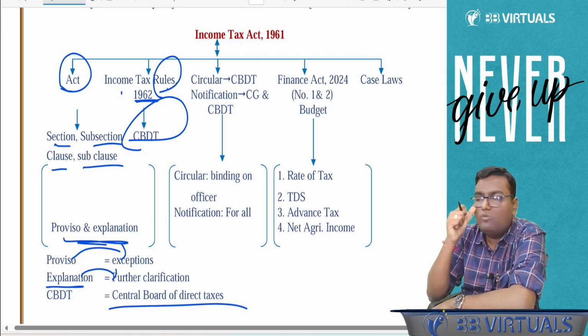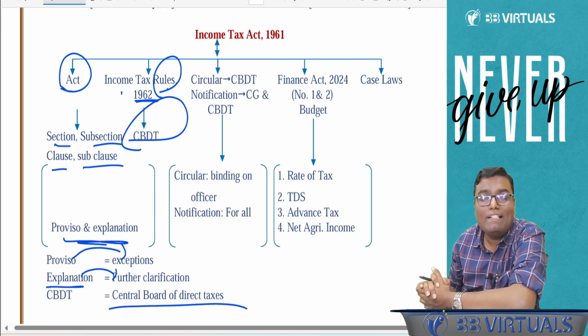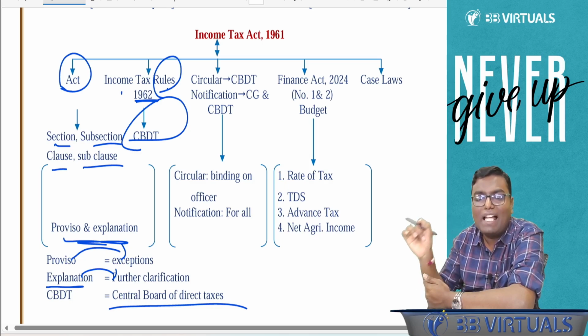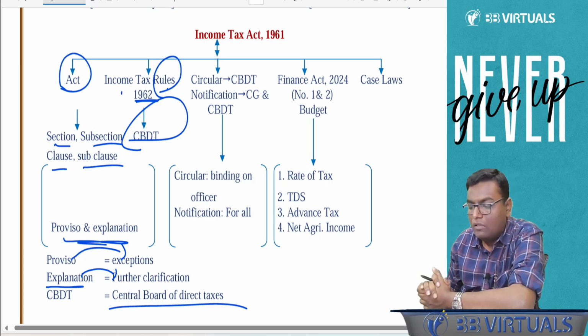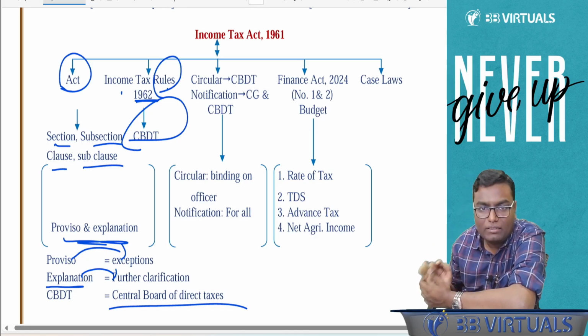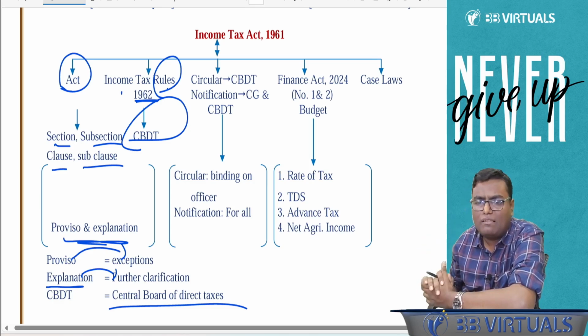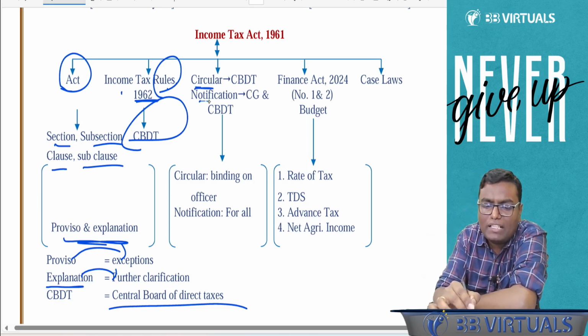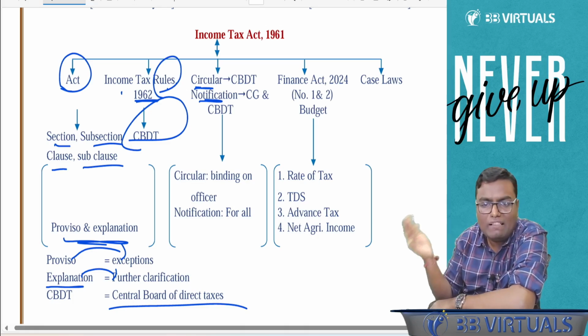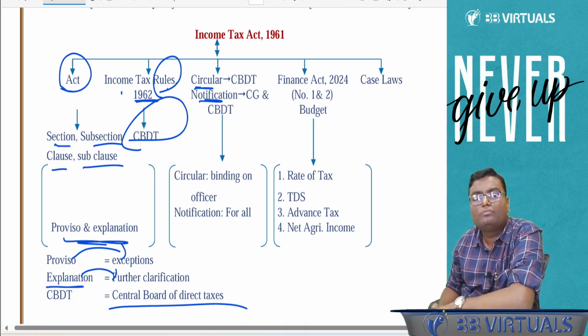So the main authority handling income tax in our country is called CBDT, Central Board of Direct Taxes. So first we will study the act. Second, we will study the rules. Third, sometimes we have to study circular or notification. One is circular, second one is notification.